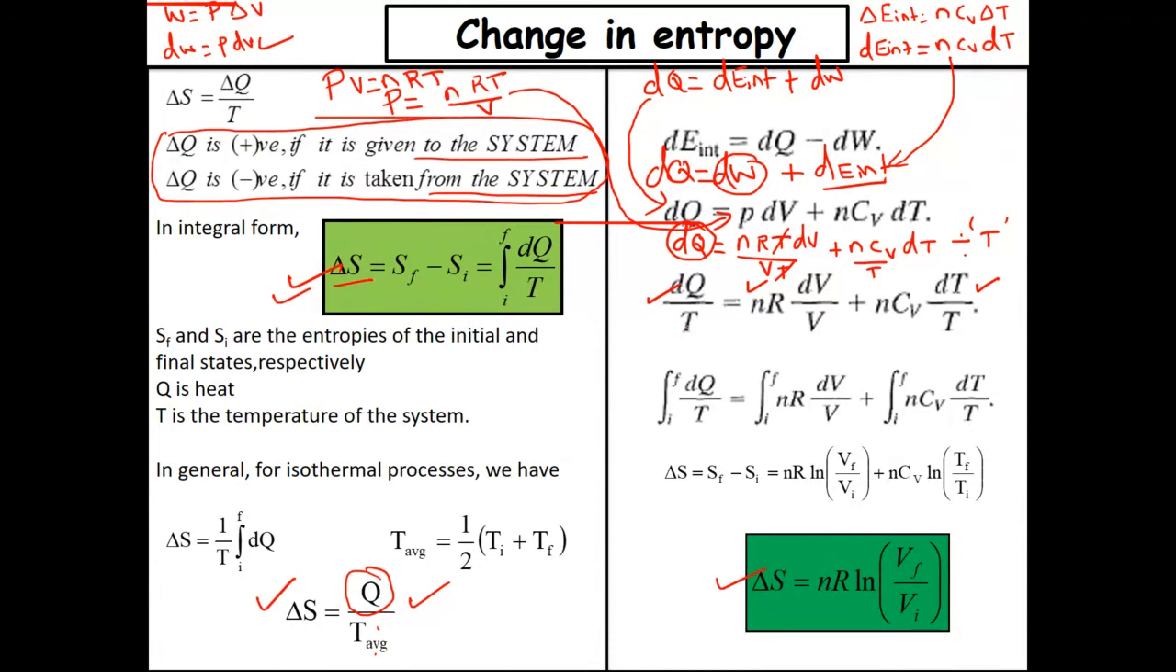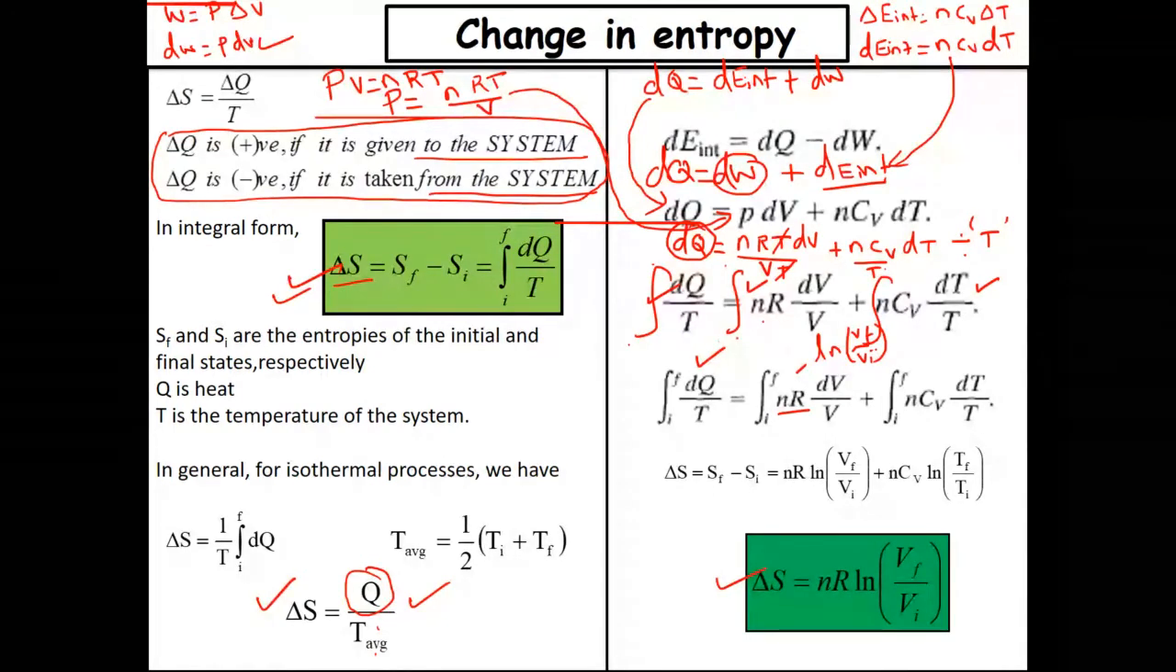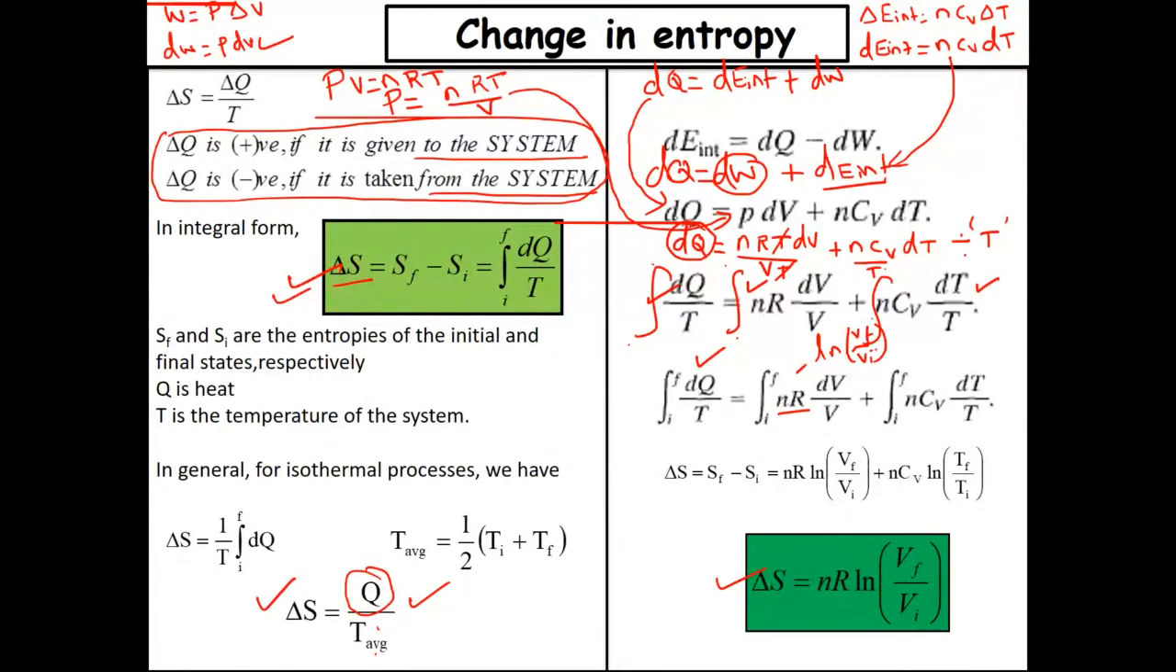So now you can integrate each and every term with the initial and the final value of the respective term. Here I am going to integrate with the initial temperature and final temperature, here with the initial volume and final volume, and here with the initial temperature and final temperature. So my equation becomes like this. If I take nR outside, these terms become natural log of V final over V initial. And when you take nCv outside, this becomes natural log of T final over T initial.